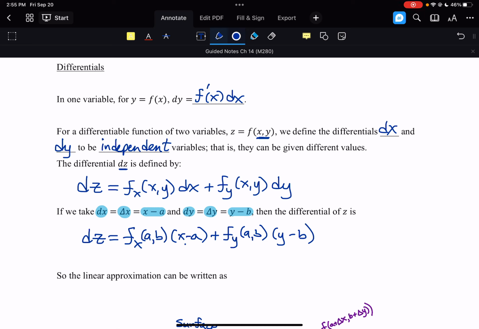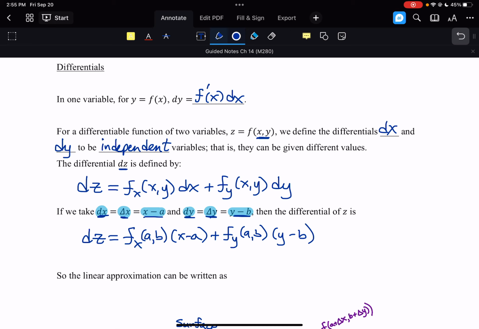So again, we've restructured this a little bit. dx is the change in x. That's what delta x means. It's the change in x, which is x minus a, for a starting point a. And dy is the change in y, which is y minus b. So we get this formula, which is that same formulaic idea as the linear approximation, the linearization, the equation of the tangent plane, all of that stuff. We're still talking about the same thing, just in slightly different ways.